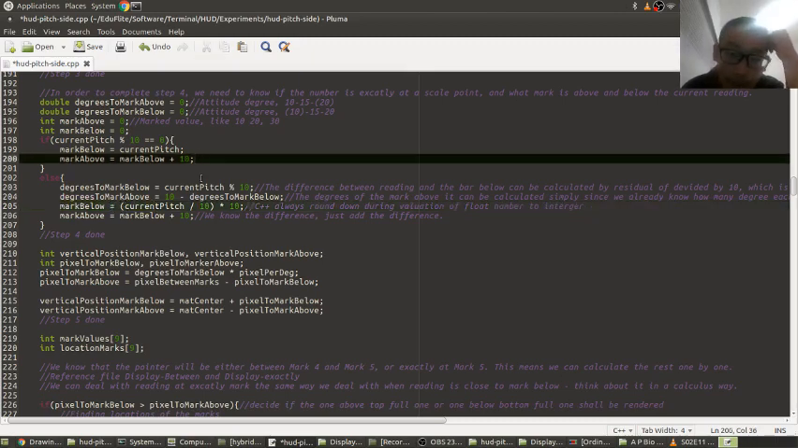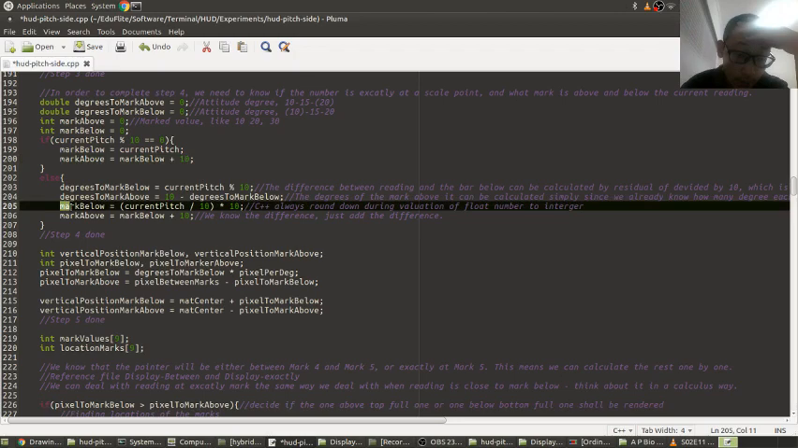So yeah, and for this one, we know the degrees to mark below is literally 0. So we can just calculate mark below and mark above directly. For this one, we go mark below equals current pitch divided by 10 times 10. So for example, if you have a reading of 15, divided by 10, it goes to 1. Remember, C++ has a very interesting rounding technique.